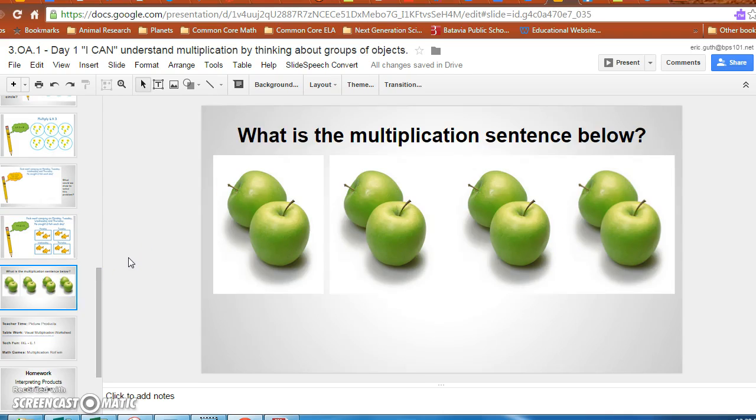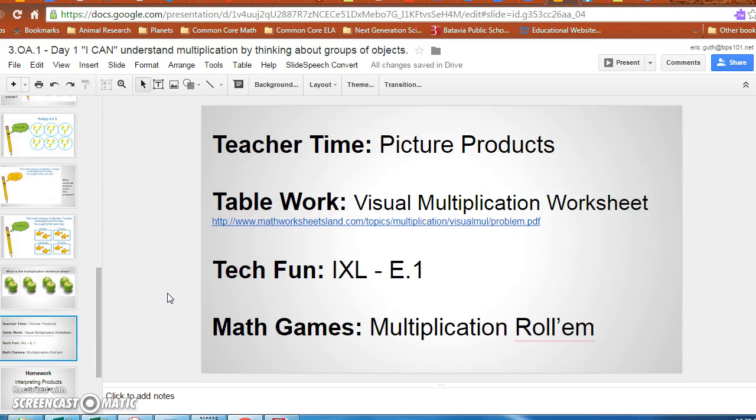Finally, for the whole group, I'll have them write their own multiplication problem. So in this case, I'm kind of flipping it around where I provide them the picture, and then they have to provide me with a multiplication sentence to go with the picture. Then we start talking about what the math workshop or guided math stations for the day will be.